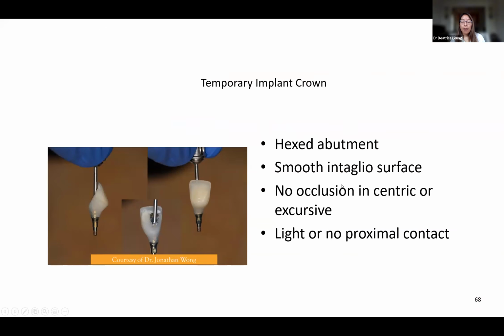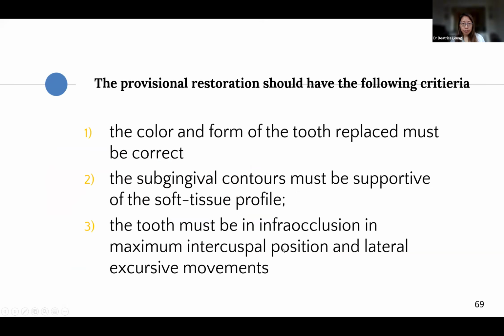Usually you have no occlusion on this temporary, eccentric or excursive. Some people will go as far as saying you shouldn't have any proximal contact, but to me, that seems to encourage food impaction, and that can affect soft tissue health. So I tend to have a light proximal contact because I want to minimize food impaction.